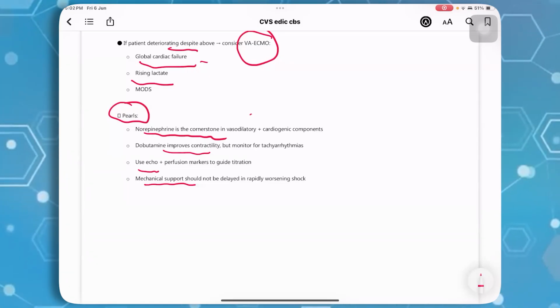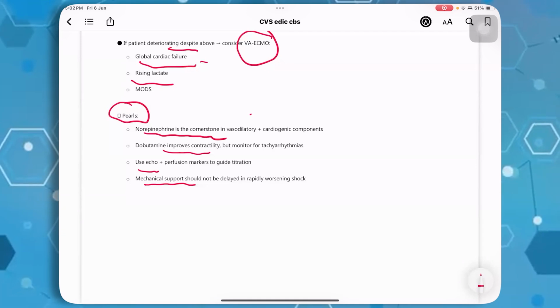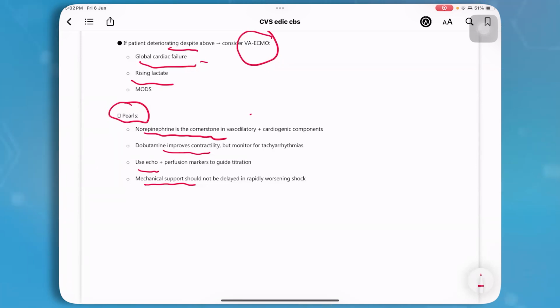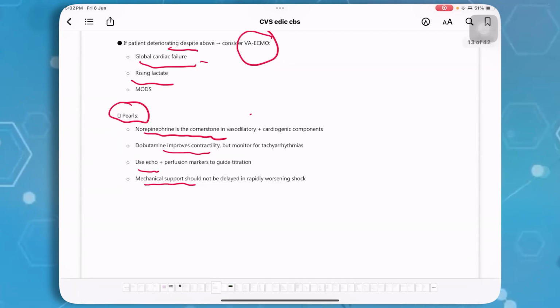Is that clear? Any doubts? Is that clear? Yes, it is.